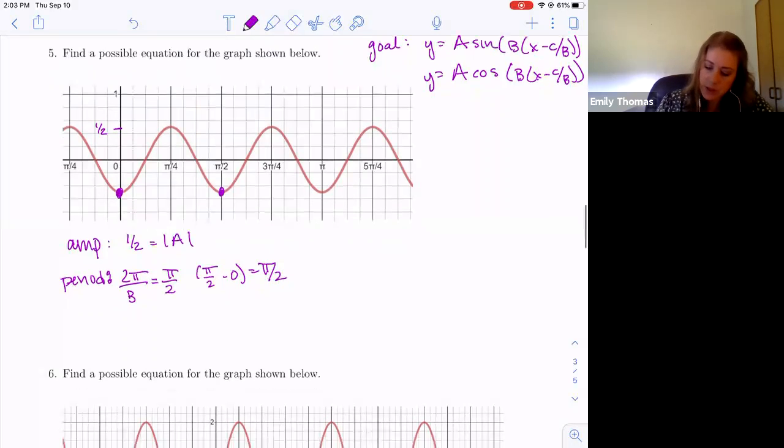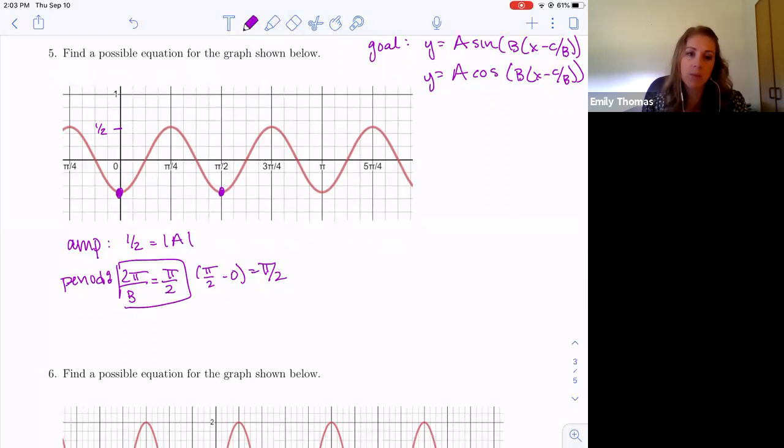Okay, so since the period is 2 pi over b in general, we need to figure out what b is, and we can use this fact. We can cross multiply and solve for b. So we get 4 pi equals pi times b. Divide both sides by pi, you get 4 equals b. So then you know what the absolute value of A is. You also know what B is, and we need to figure out what C is.